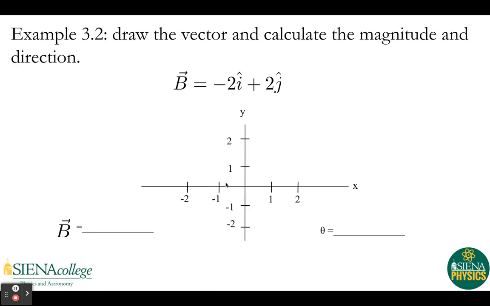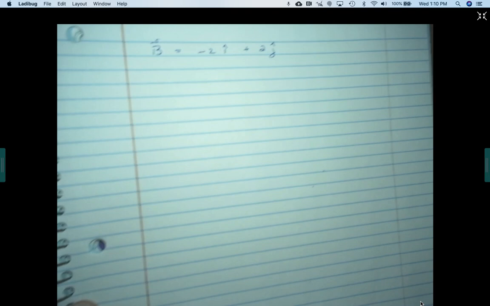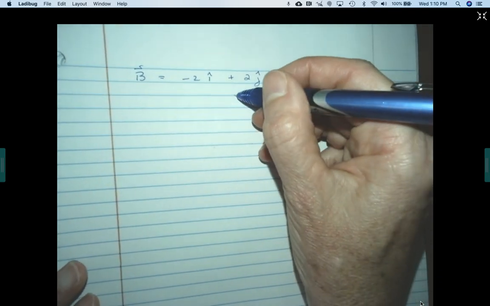Okay, now we're going to do an opposite problem, which is if I have the components of the vector, how do I get the magnitude and direction? So let's write this one out. We have the vector B is negative 2 i hat plus 2 j hat. And we want to find the magnitude and direction. Okay, so we have the vector written out there.